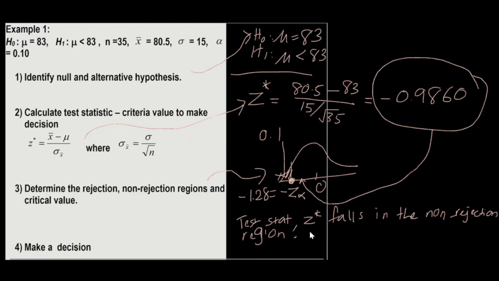So in this case, if this is the non-rejection region, then we accept the null hypothesis. If your test statistic falls in the rejection region, then we reject the null hypothesis. Non-rejection region means we accept the null hypothesis. That means we accept this, which says that mu is equal to 83. So that is our conclusion or decision.